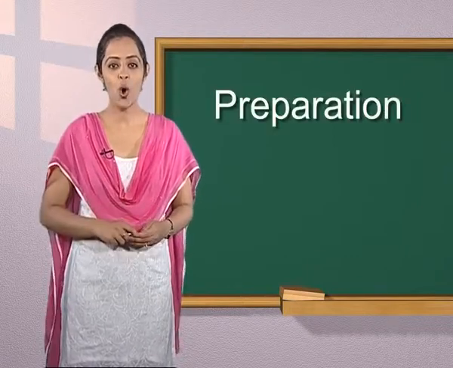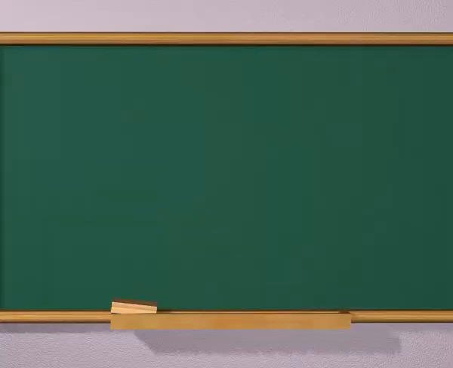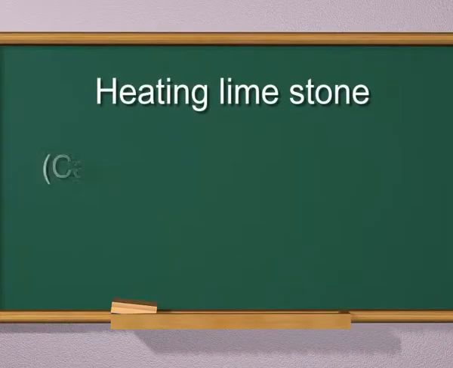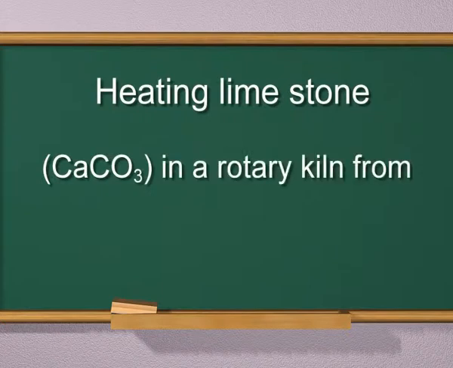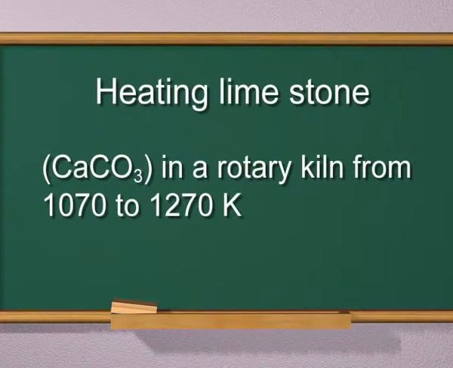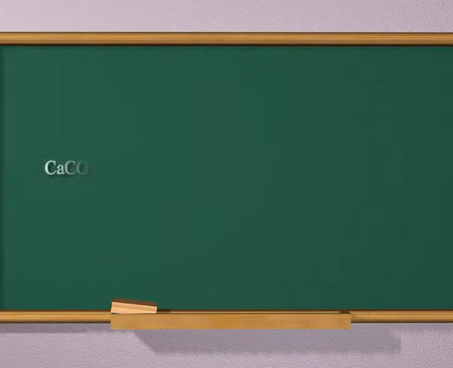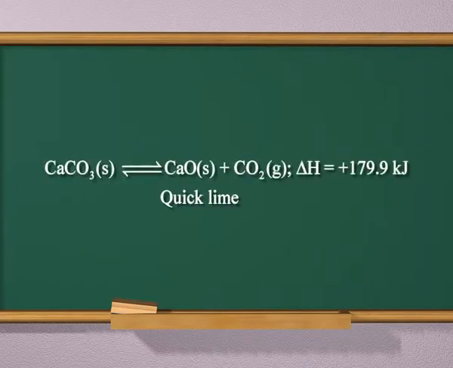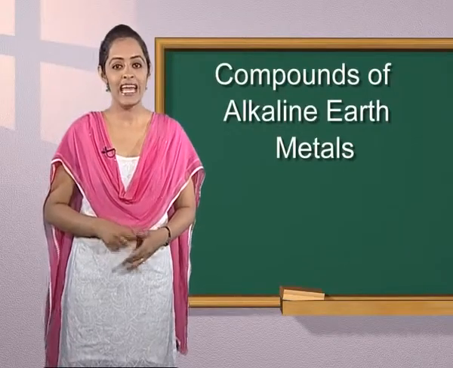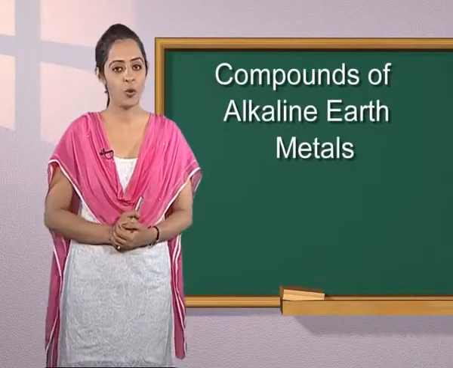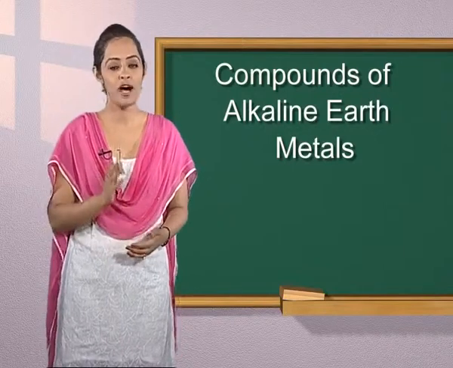It is prepared on commercial scale by heating limestone, that is calcium carbonate, in a rotary kiln from 1070 to 1270 Kelvin. Calcium carbonate decomposes to calcium oxide and carbon dioxide. Heat absorbed during the reaction is 179.9 kilojoules. Children, in order to get good yield of quicklime, few precautions must be taken.